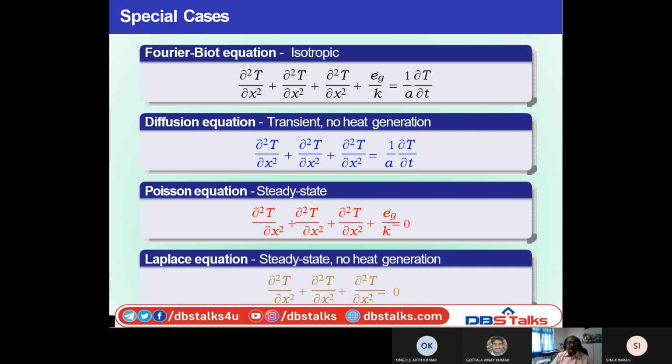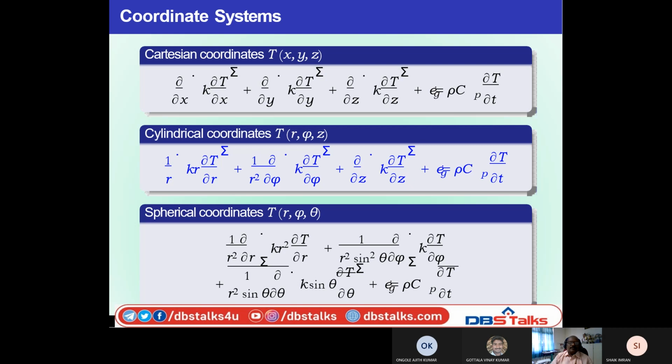So today's class we will stop here. Next class we'll discuss more. Today we discussed Cartesian coordinates. Next class we will discuss cylindrical coordinates, and something more.